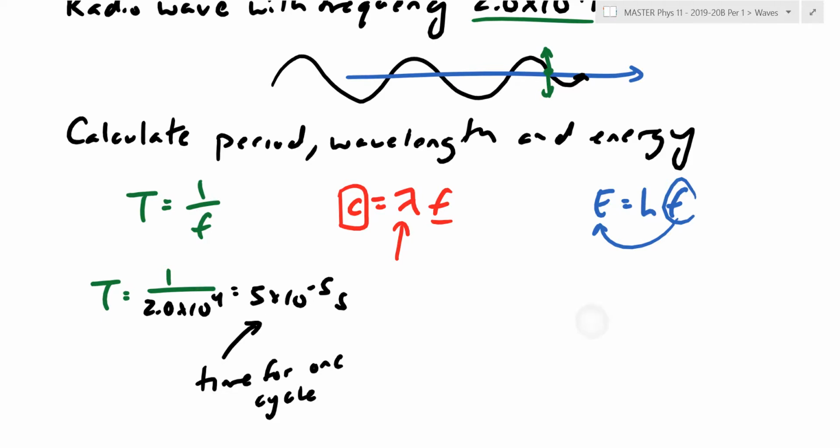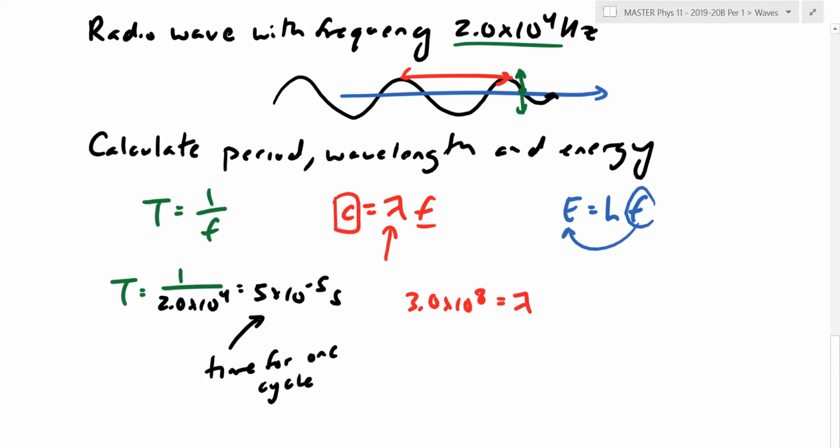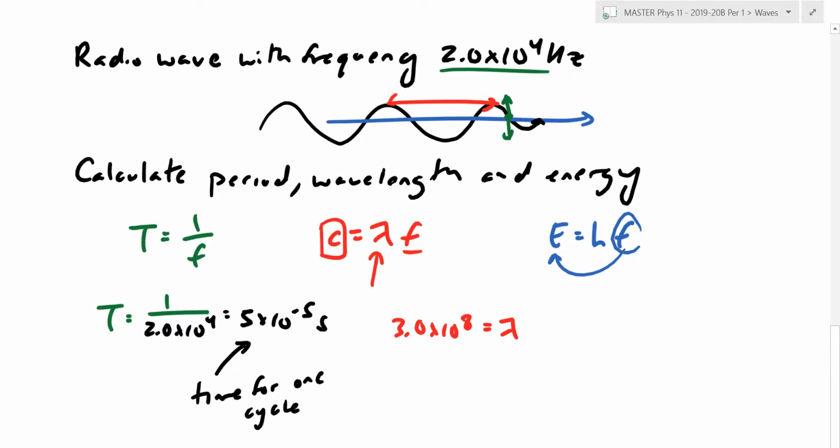For the speed of light, we're going to use 3.0 times 10 to the 8 for that c. The lambda we don't know yet. We don't know the wavelength, the crest-to-crest distance. We expect it to be relatively big because this frequency in the grand scheme of things is fairly small. I'm going to divide by 2 times 10 to the 4, and therefore we get our wavelength. 3e8 divided by 2e4 gives me 1.5 times 10 to the 4. Lambda is a distance, so this is measured in meters.